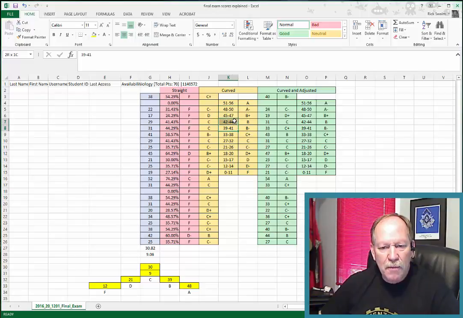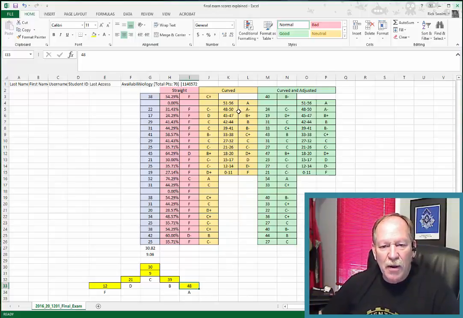So my B minus, B, and B plus are in that 39 to 47 range, which is right in here. Likewise, going the other direction, I take another 9 from 21 and I get 12. So down here then 12 to 20, which is that range, is my D range. And then obviously anything below 12, 0 to 11, is an F. And anything above 48 is an A.